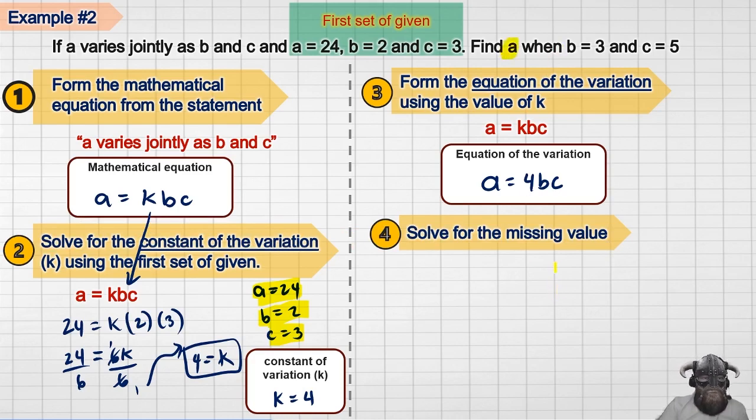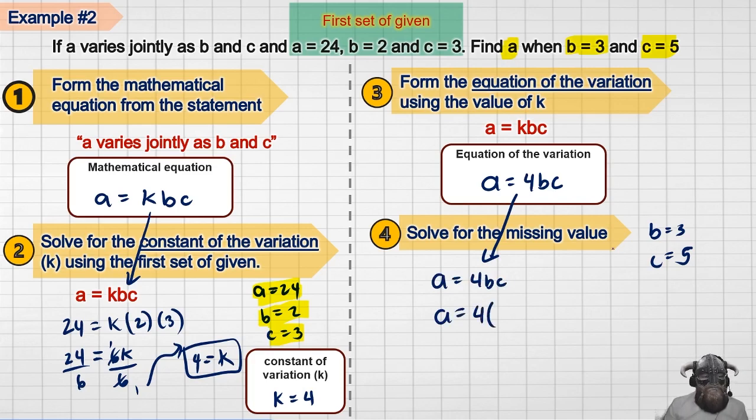So, ang nawawalang value natin dito is si A. So, we are given with B is equal to 3 and C is equal to 5. So, kopyahin lang muna natin. B is equal to 3 and C is equal to 5. So, we will also use this equation of variation as our working formula. So, A is equal to 4BC. So, dito, kopyahin lang muna natin si A kasi siya yung hahanapin nating value.